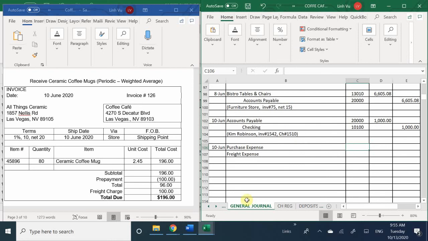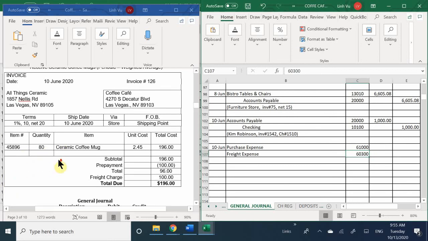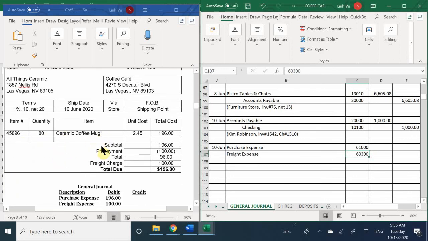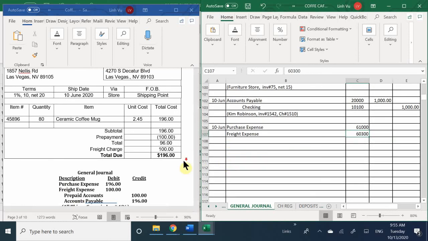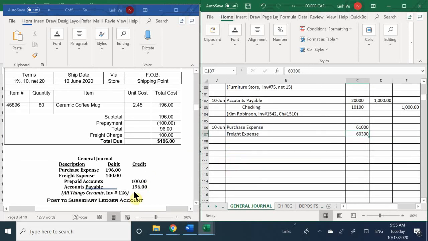The freight expense is 60300. Purchase expense is 61,000. Okay, good. And then, of course, because we received the bill and they give us terms, what's the assumption? Do we have to do accounts payable as well? Yes, we do. Yes, right here, accounts payable.